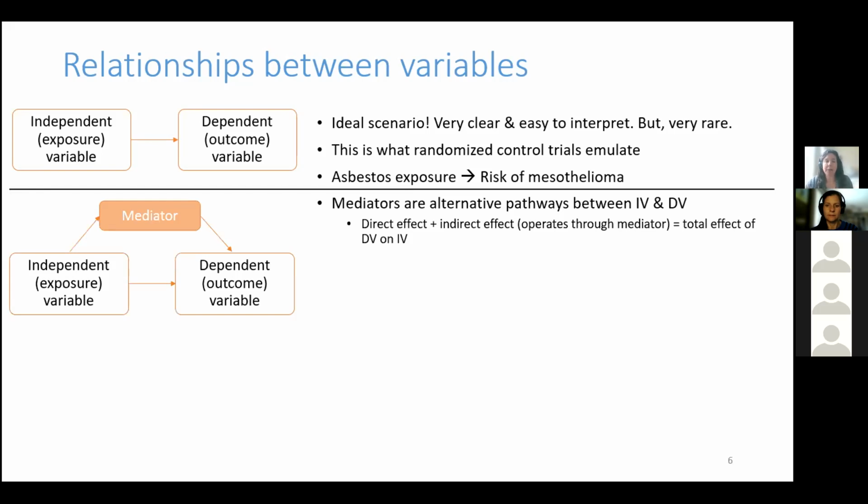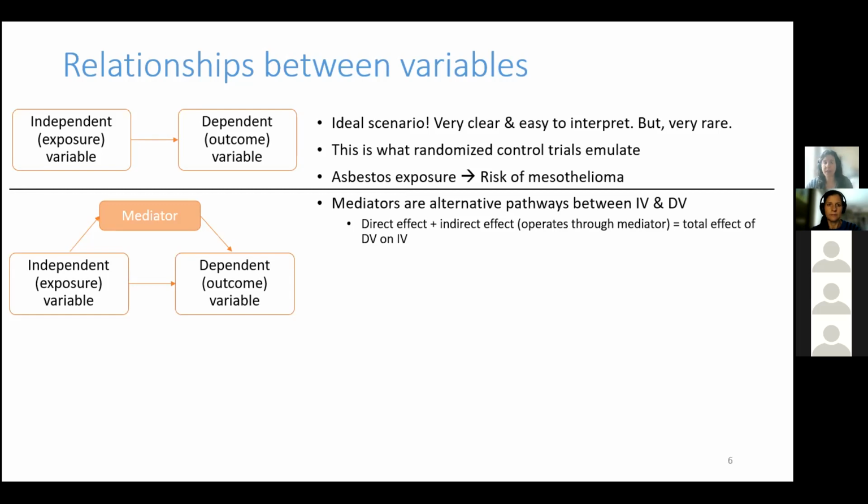More common are models that include mediators or moderators. So I'm just going to talk about both of them because these affect your study design. Mediators essentially represent alternative pathways between your independent and dependent variables. So there is a relationship here between your independent and dependent variable, but there's also a pathway that goes through some other variable. And so the total effect of your independent variable on your dependent variable constitutes that direct effect, that horizontal line, as well as that indirect effect that's operating through the mediator.